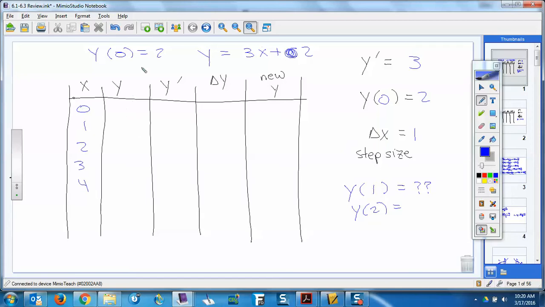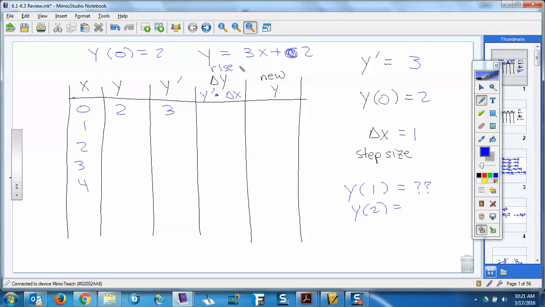And so what is the y? Well, the first y they said was 2. What's y prime in this problem? Always 3. We don't have to plug anything in. Y prime's always 3 in this one, which is an unusual one because it usually wouldn't be that way. How do we find delta y? Y prime times delta x. It's rise over run times run. That gives you the rise. Delta y, we call that the rise.